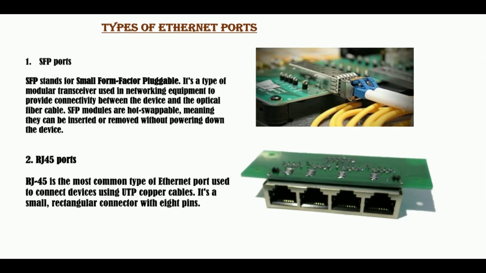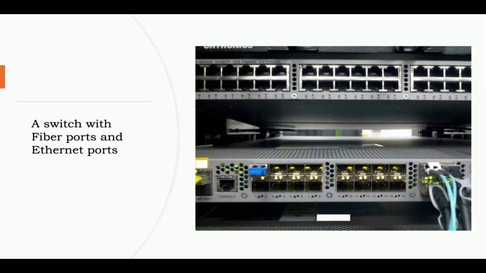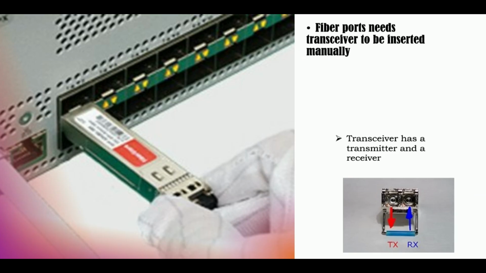2. RJ45 ports. RJ45 is the most common type of Ethernet port used to connect devices using UTP copper cables. It's a small, rectangular connector with 8 pins. A switch with fiber ports and Ethernet ports. Fiber ports need a transceiver to be inserted manually. A transceiver has a transmitter and a receiver.